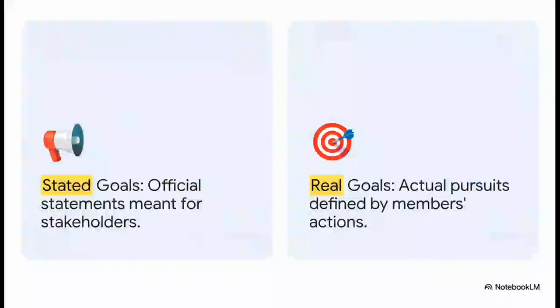Here's a classic example. A company might proudly state, customer satisfaction is our #1 priority. Sounds great, right? But then you look closer and you see they just laid off half their customer service team to save a quick buck. The gap between the two tells you everything. Their real goal is cost-cutting. So always watch the actions, not just the mission statements.